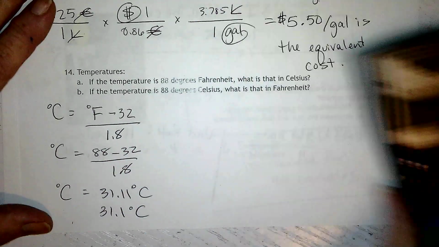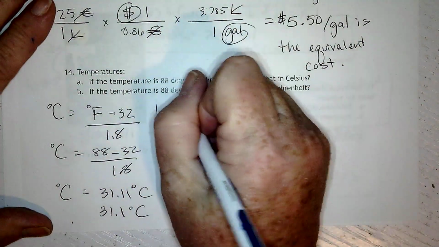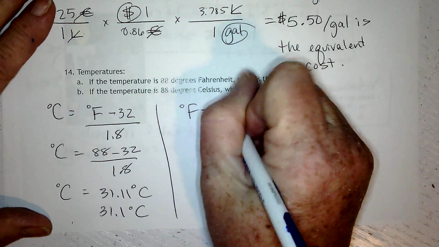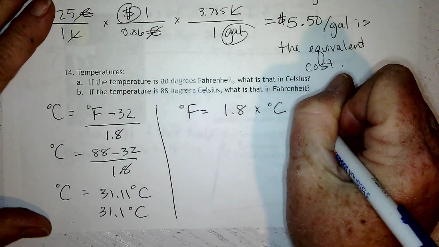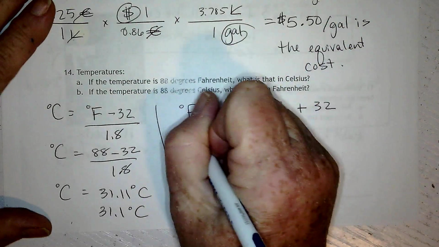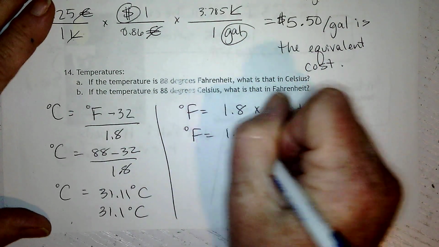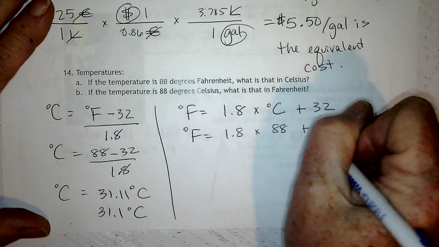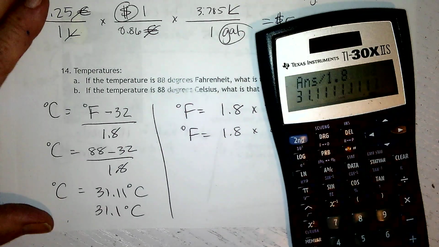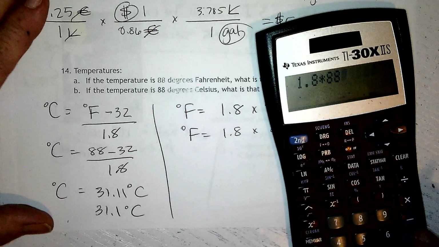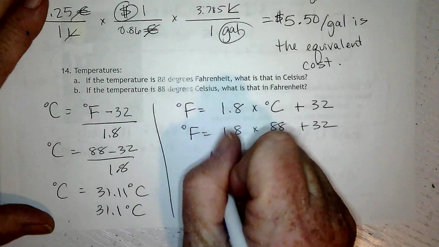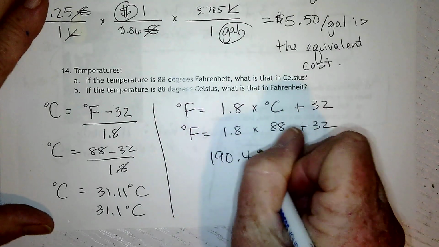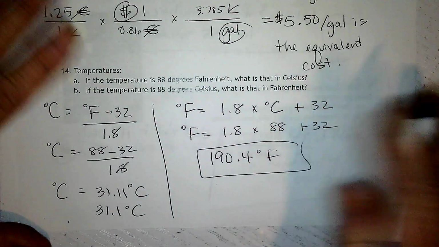And then Fahrenheit is equal to 1.8 times degrees Celsius plus 32. Degrees Fahrenheit is 1.8 times 88 plus 32. We can put this all in our calculator. 1.8 times 88 plus 32 is 190.4 degrees Fahrenheit.